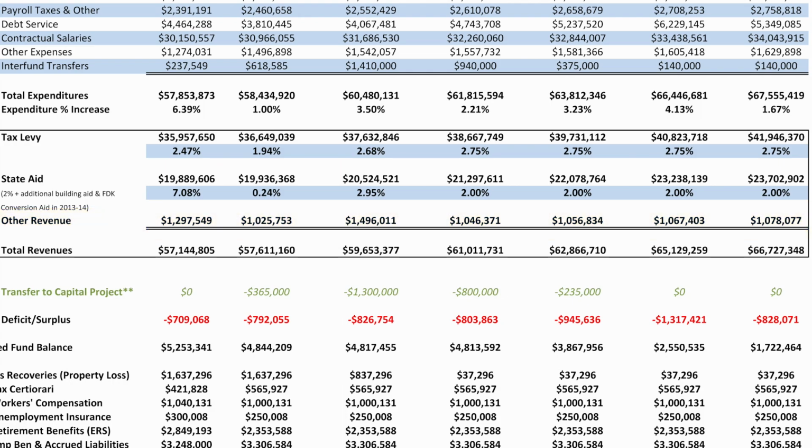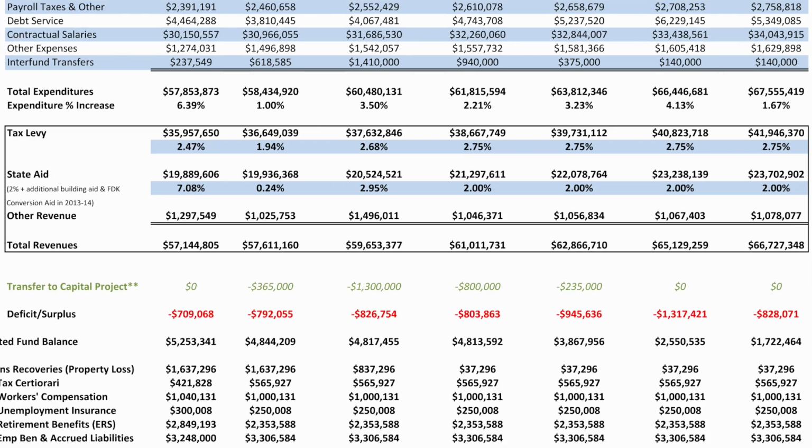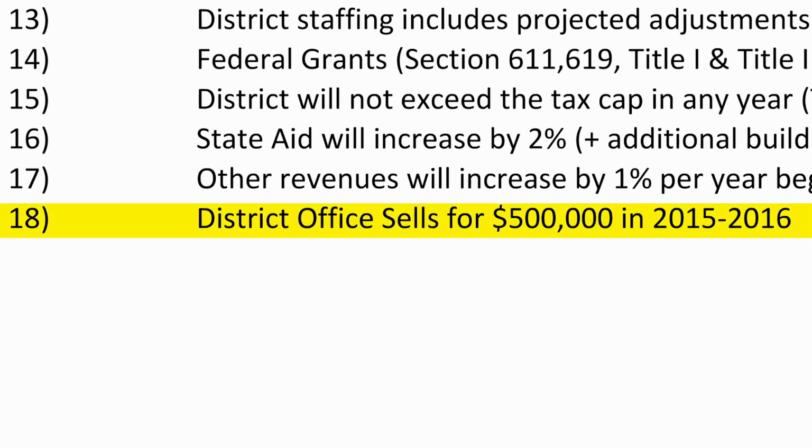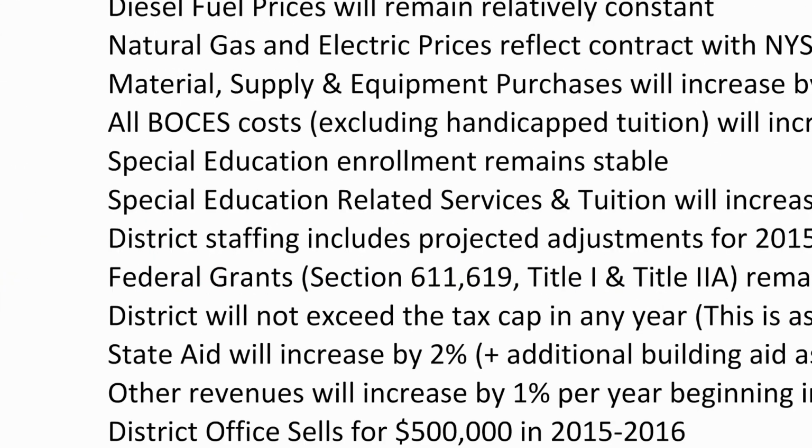Hostetler District Office sale. This projection assumes that the Hostetler Administration Building is sold during the 2015-16 school year, with net proceeds of $500,000 to the district. This is reflected in the other revenue category for the 2015-16 school year.